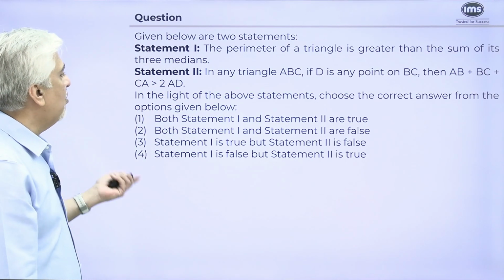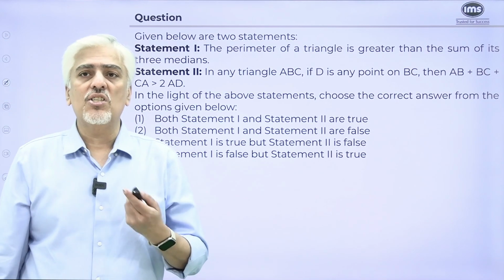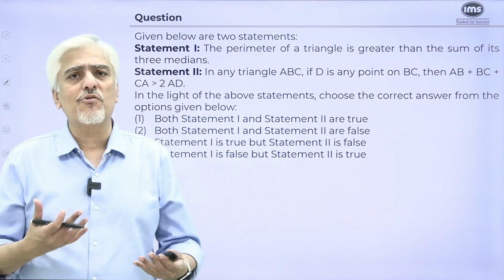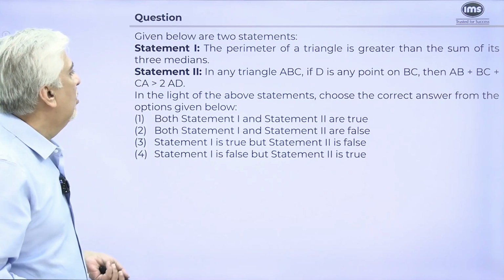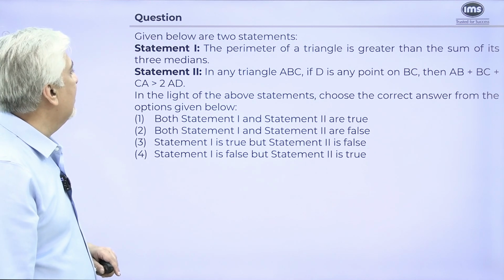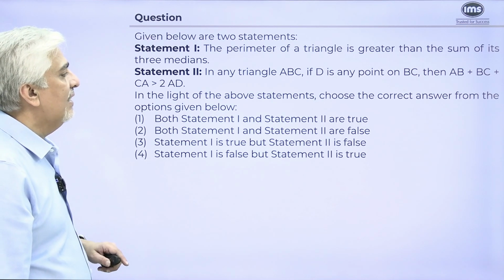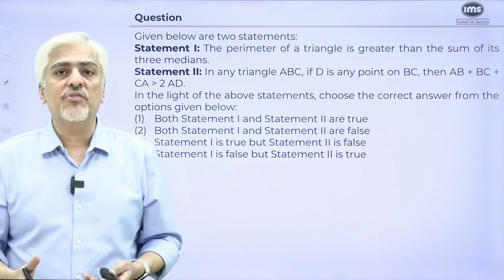Now, the first question which we see over here is data sufficiency. Some people consider data sufficiency also as a part of DI, but I consider it more of Quant because there are a lot of Quant related concepts over here. So, the first statement says the perimeter of a triangle is greater than the sum of its 3 medians. Now, don't even read the second statement first. Let's go and finish off the first statement.